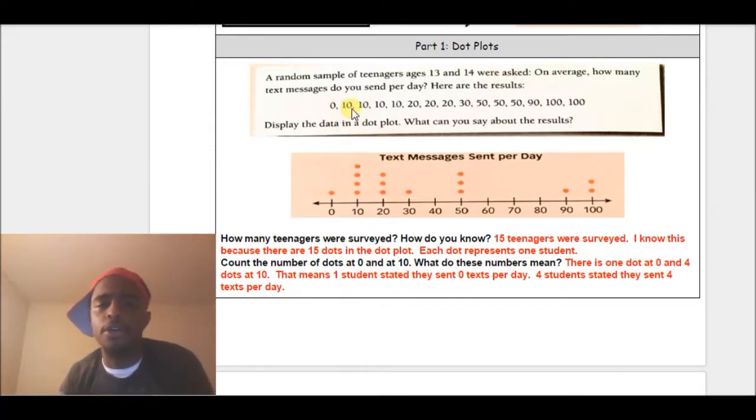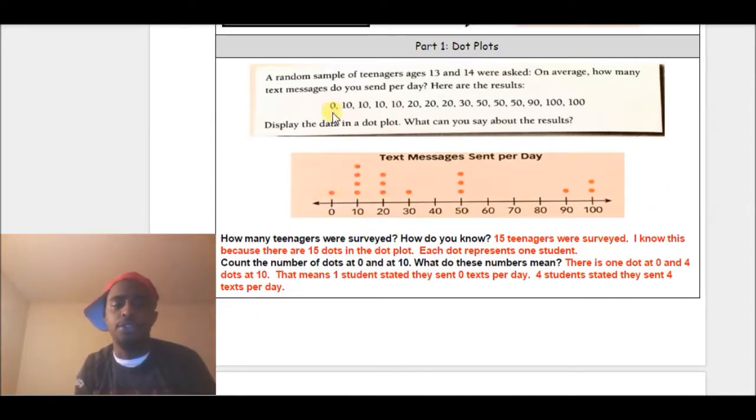So we have somebody with 0. Another student said they sent 10, another 10, another 10. Three students said they sent 20 text messages on average per day. One student said they sent 30 text messages per day. And then 3 students said they sent 50. Another student said they sent 90 text messages per day, and 2 students said they sent 100 text messages per day. And then they displayed the data in a dot plot right here.